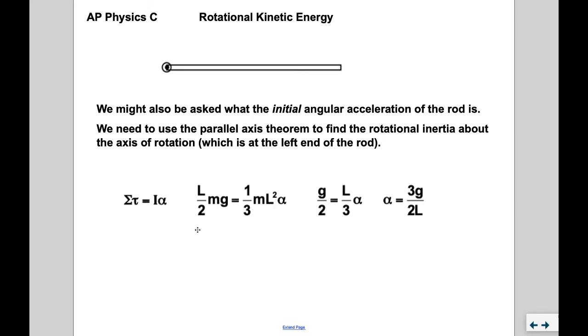I'm going to rearrange it, cancel out an m on both sides, cancel out one of the L's, and I get a fairly simple expression in terms of G and L.